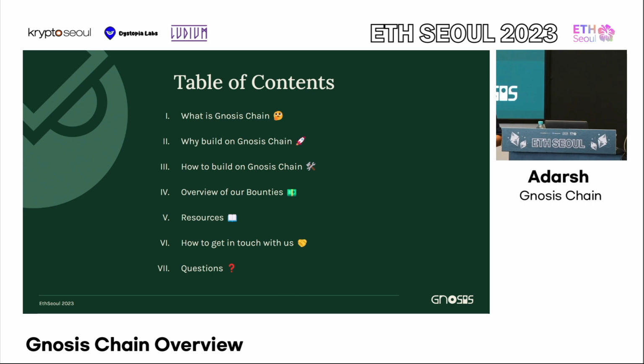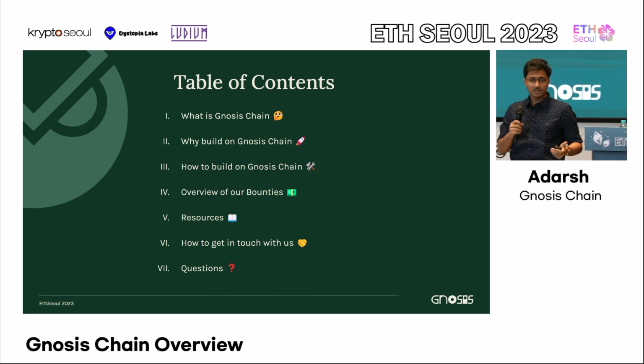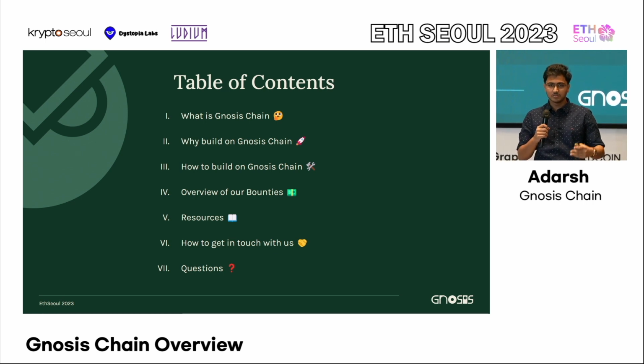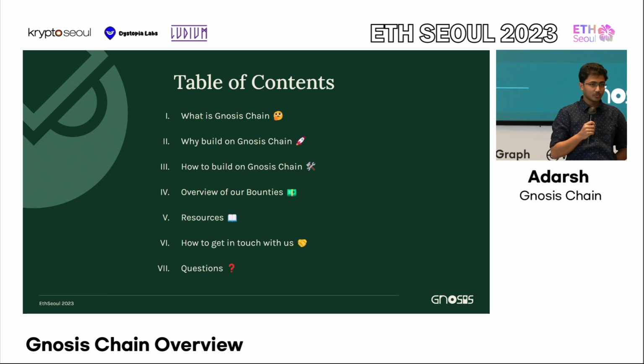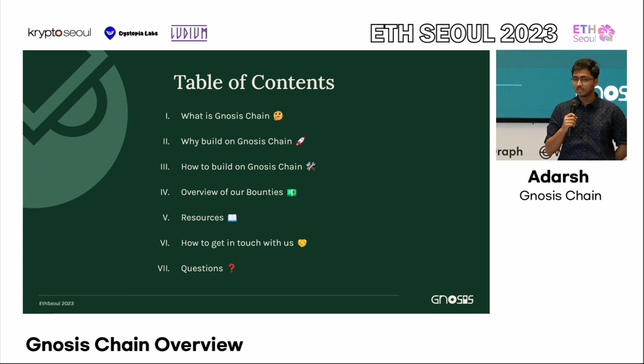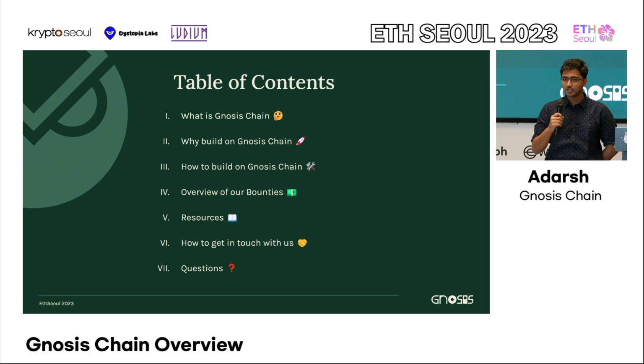So what are we going to cover in this session? What exactly is Gnosis Chain, an overview of it, why you should consider building on Gnosis Chain, how to build on Gnosis Chain, we'll go over a guide to deploy an app, and finally an overview of our bounties, which we have tons of. Then finally going over some resources for the validators and developers alike, and wrapping up with the questions and how you can contact us later.